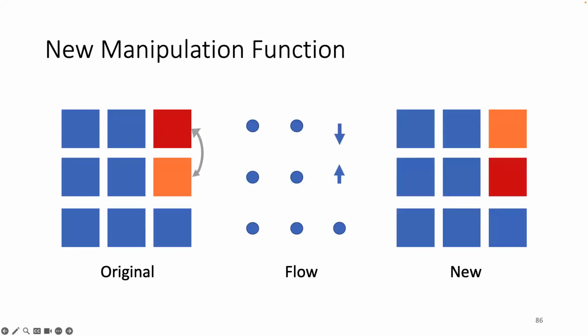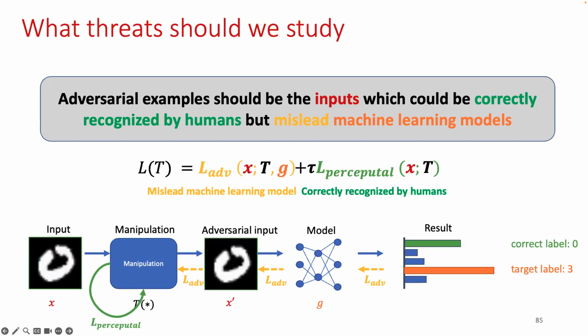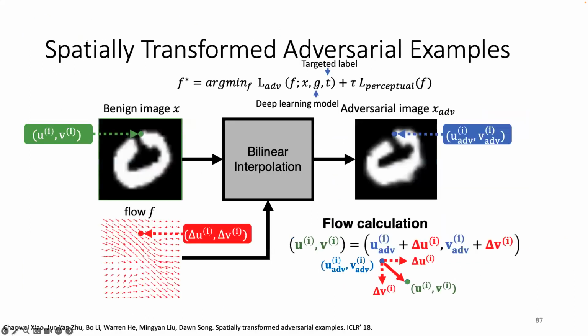Okay, so now we have a new manipulation function. Different from the LP-based manipulation function, which just adds noise, here we are moving the pixel positions. So this is a new type of manipulation function. Based on this new manipulation function, we can put it into the general formulation to generate adversarial examples, right? That is the idea proposed by spatially transformed adversarial examples.